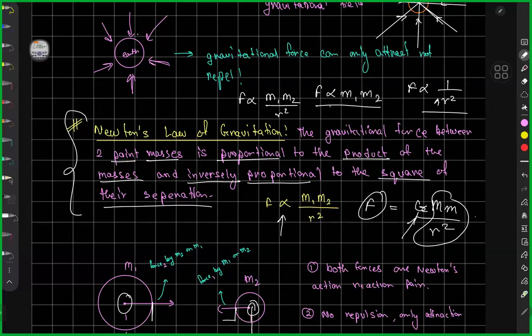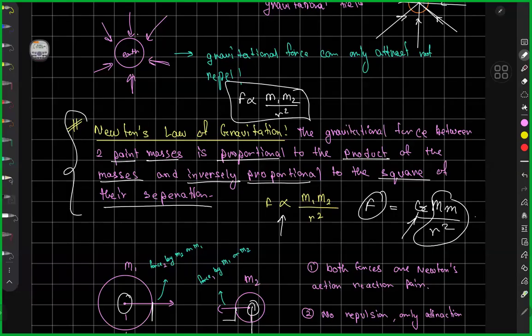Now what do we do? Now this is a proportionality. This is not an equation. This, my friend, is a proportionality, not an equation. So when scientists found out that this is the relation of force, mass, and separation, they started plotting things.